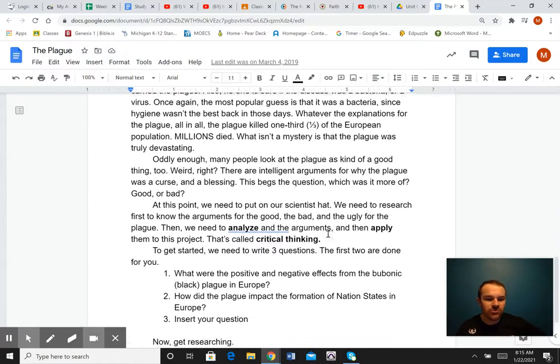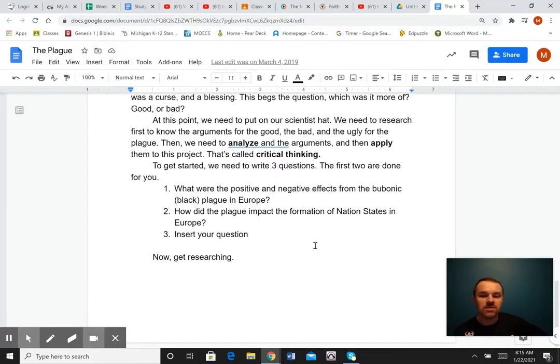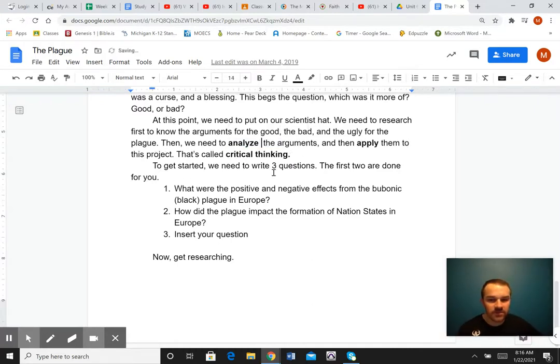At this point, we need to put our scientist hats on. We need to research first to know the arguments for the good, as in why the plague was a good thing, and why the plague was the bad thing, and the ugly for the plague. Then we need to analyze the arguments, and then apply them to this project. That's called critical thinking.